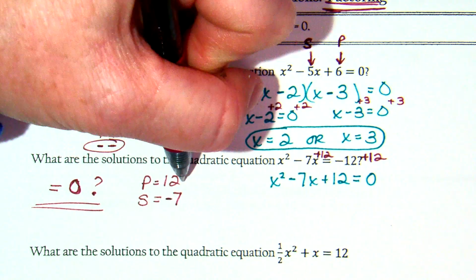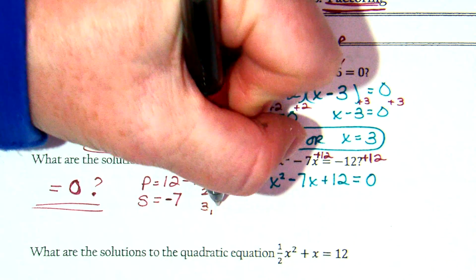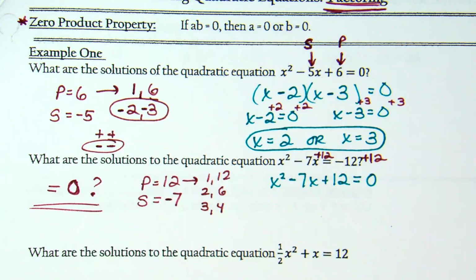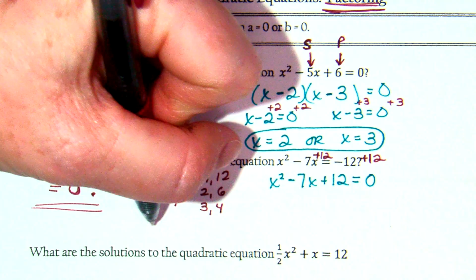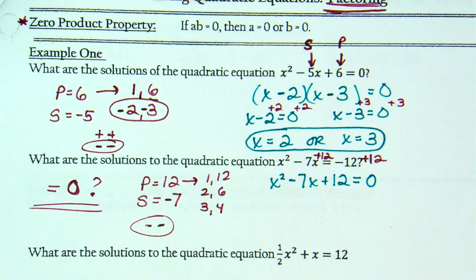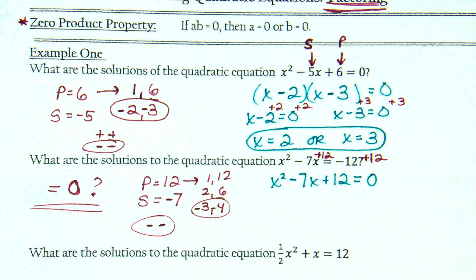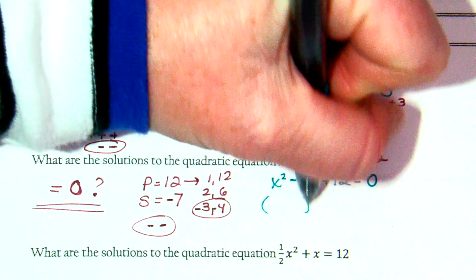12 and a sum of negative 7. What kind of numbers give me a product of 12? 1 and 12, 2 and 6, 3 and 4. How do these signs need to happen here? Okay. Because it multiplies to be a positive and adds to be a negative, they're both negatives. Which pair works? 3 and 4, because negative 3 times negative 4 is positive 12, and negative 3 plus negative 4 is negative 7.